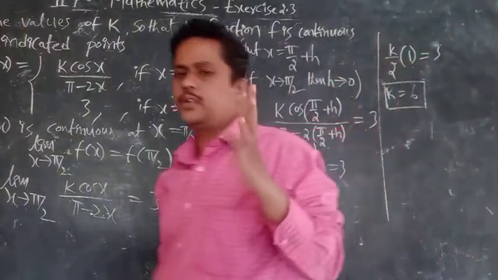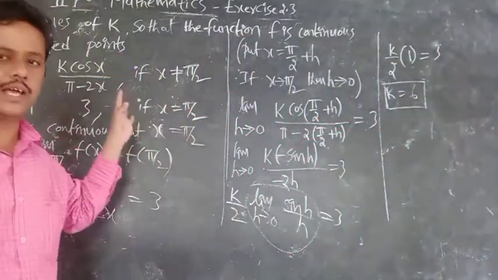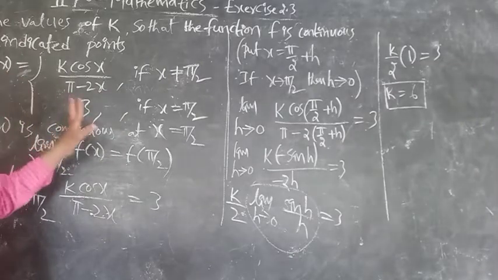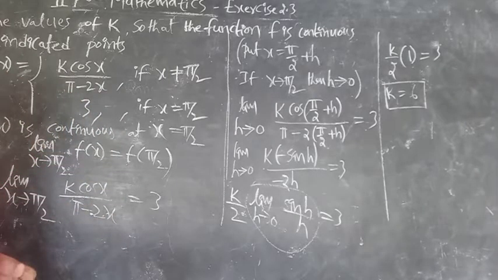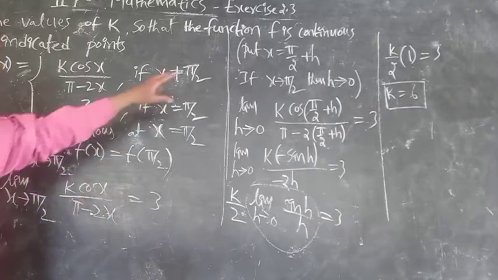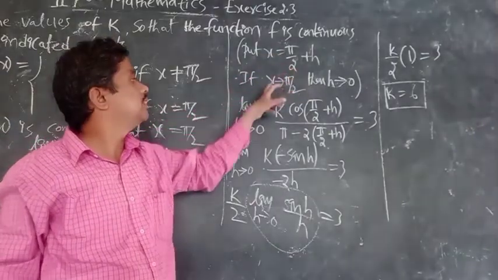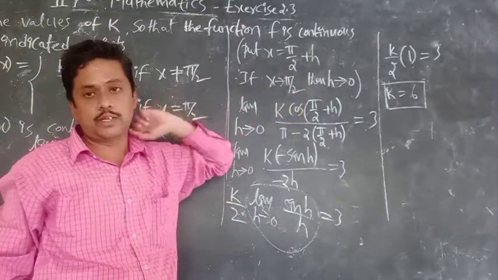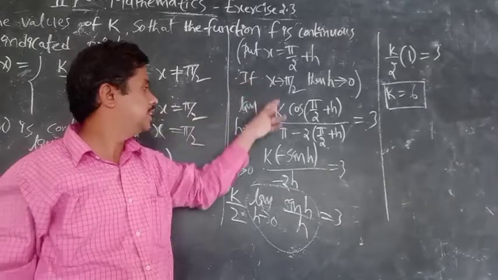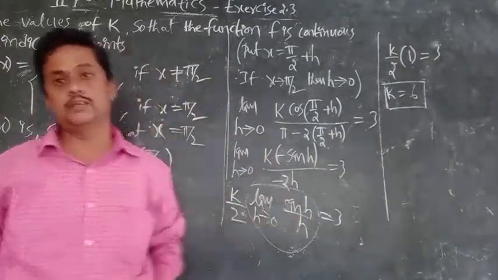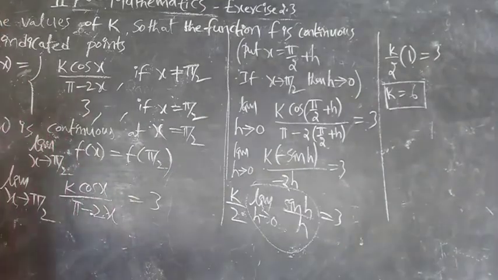This is very important. Many times asked for the 4 marks question. This question is very important. Why? Because some difficulty is there here. We have to know this concept well. X is equal to pi by 2 plus h. X tends to pi by 2, then h tends to 0. So we can directly write the answer here. Okay, so this is the procedure. What is the k value? K is equal to 6.